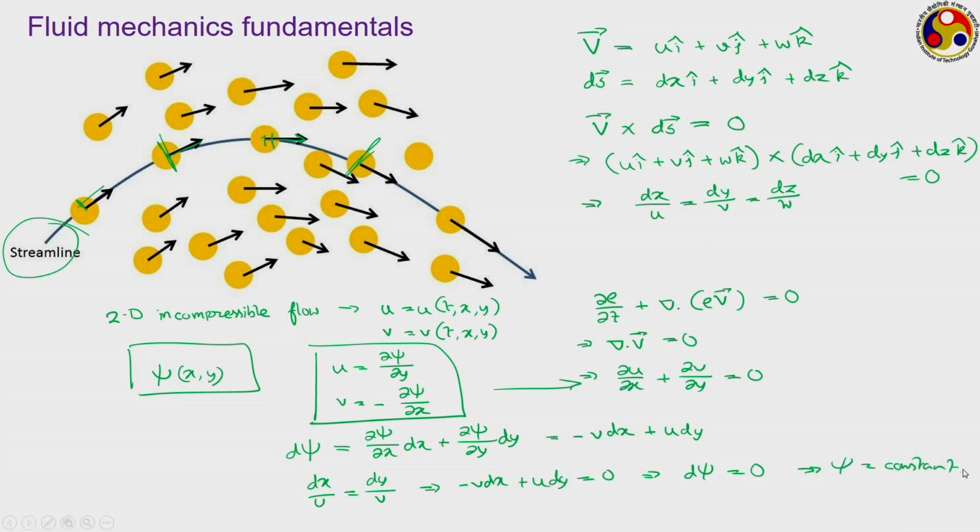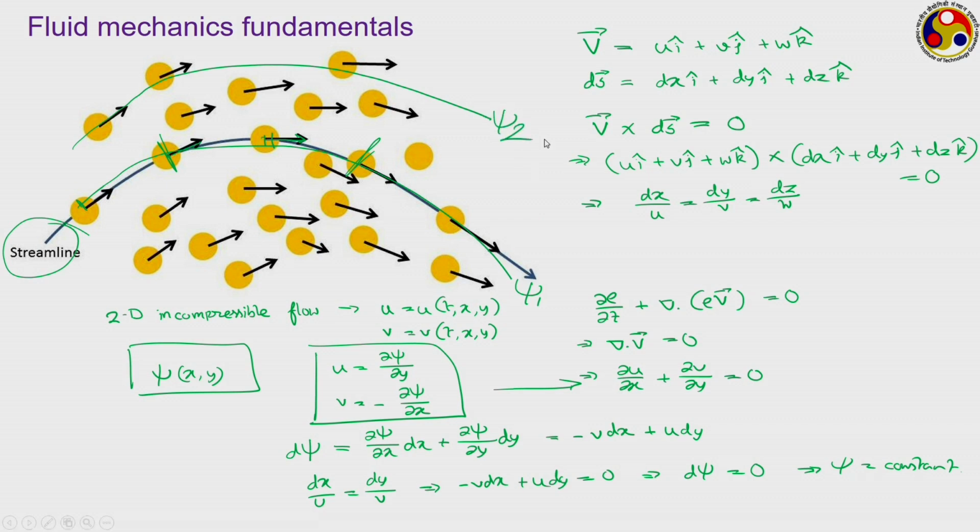That means stream function psi remains constant along a streamline. The value of the stream function itself may keep on varying across different streamlines, but it will remain constant along a particular line. That means the line shown here will have a particular value of stream function. Similarly, if we draw another streamline like this, it will have a different value of psi. If say this one is psi 1, this may be equal to psi 2.